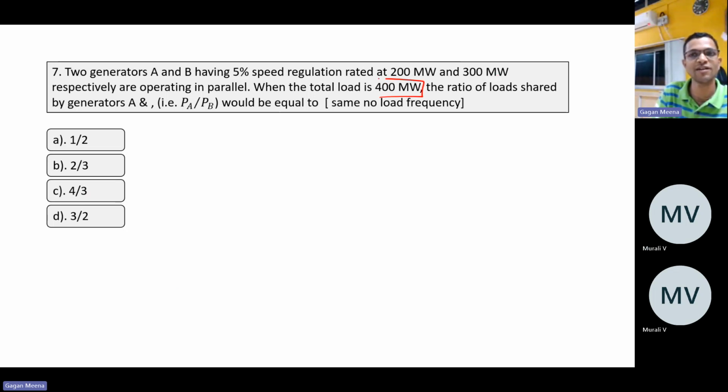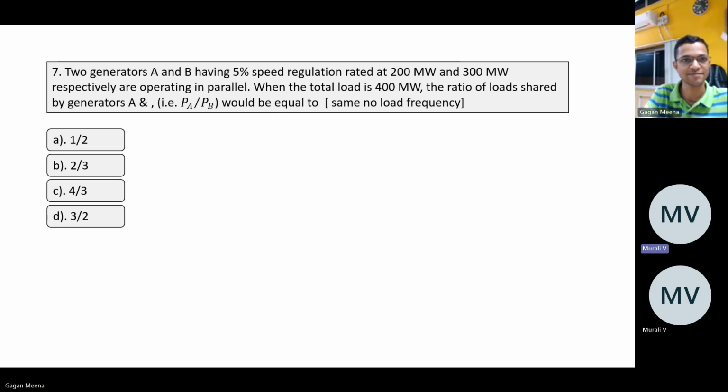Total load is 400 megawatt. So we need to find out the proportionality. By rating, they will share the load, provided they have the same no load frequency. This will work only when this assumption holds. Otherwise, it will change. So what is the answer here?